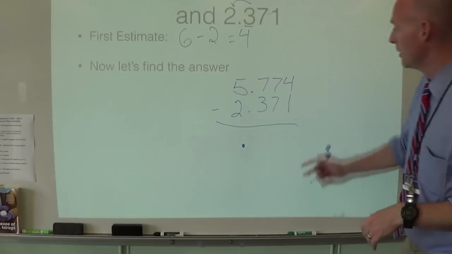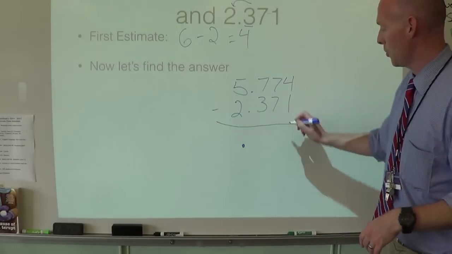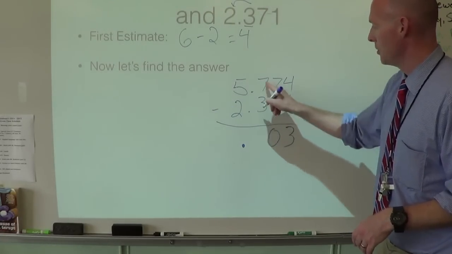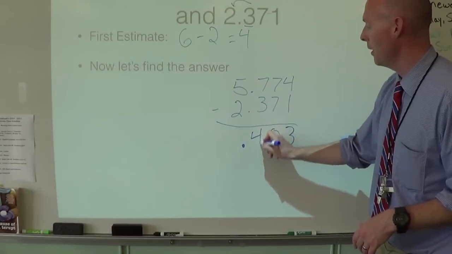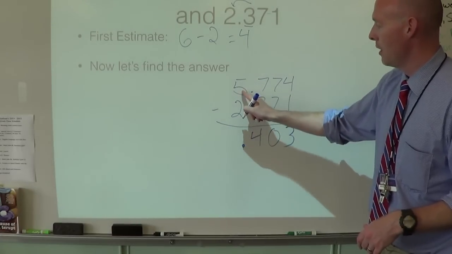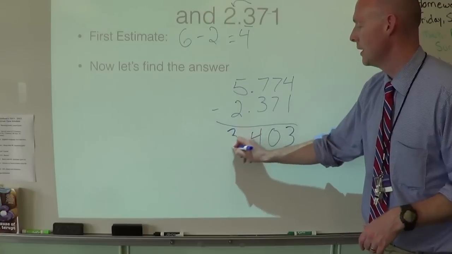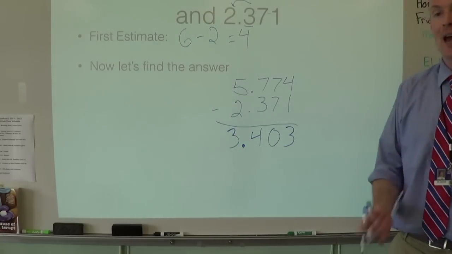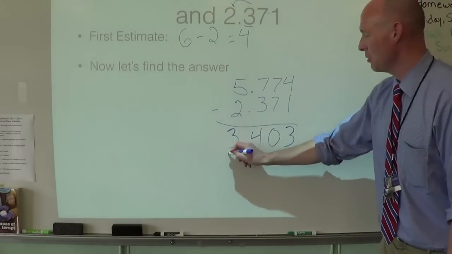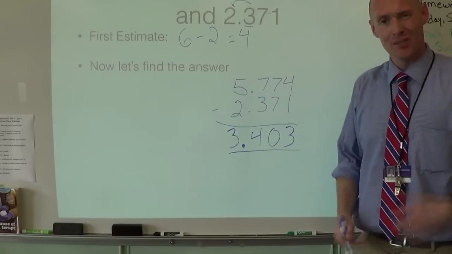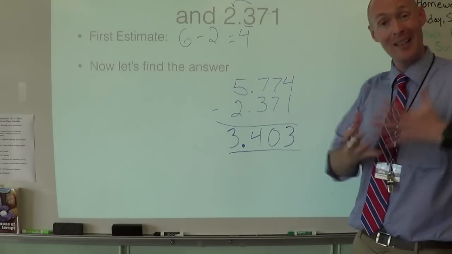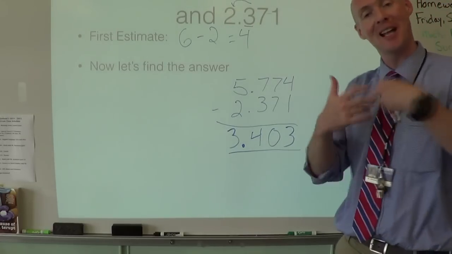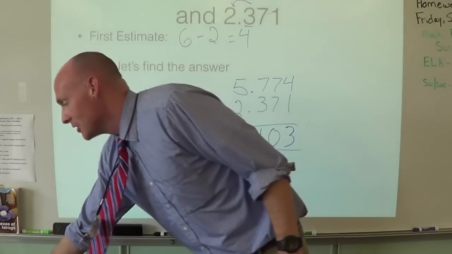Now we just subtract. 4 minus 1 is 3. 7 minus 7, 0. 7 minus 3 is 4. Decimal point brought down. 5 minus 2 is 3. So we have an answer of 3 and 403 thousandths. Is that close to 4? It is. 3.4 is pretty close to 4. Chances are we got it pretty good, and in this case, I know we got it.